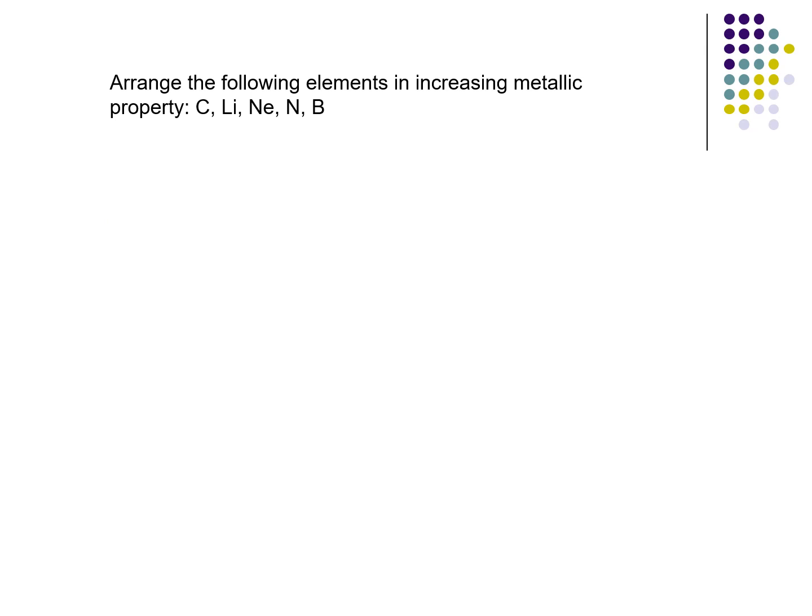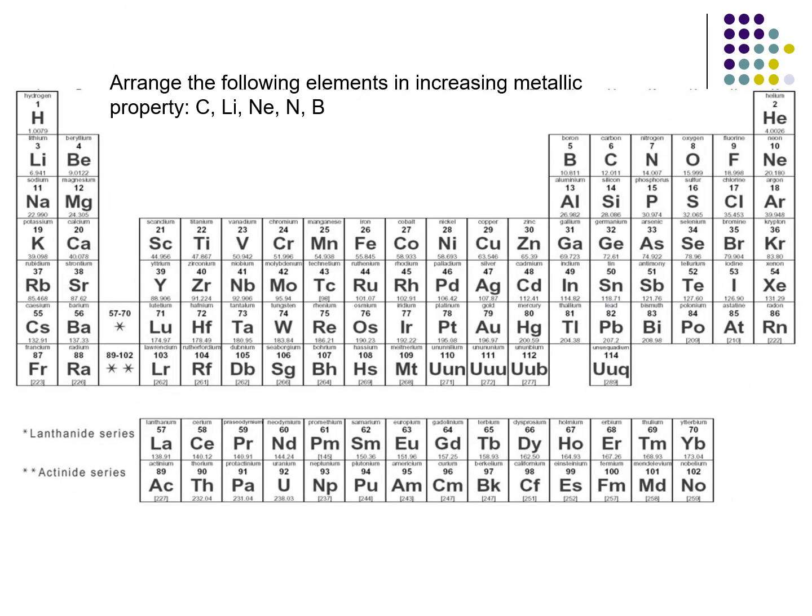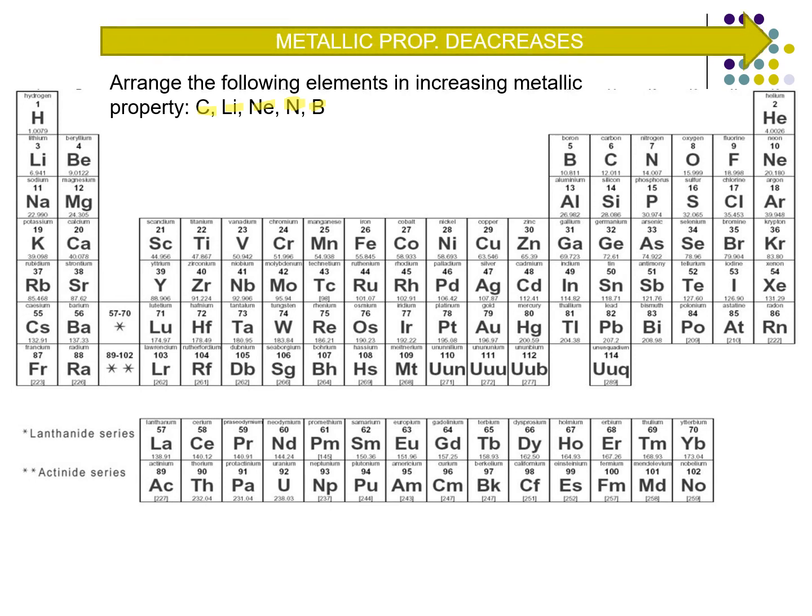So, arrange the following elements in increasing metallic property. We have here the following elements: carbon, lithium, neon, nitrogen, and boron. So, ano yung trend? Nakita natin yung trend kanina. Sabi natin, from left going to right, the metallic property decreases. Anong ibig sabihin nun, class?